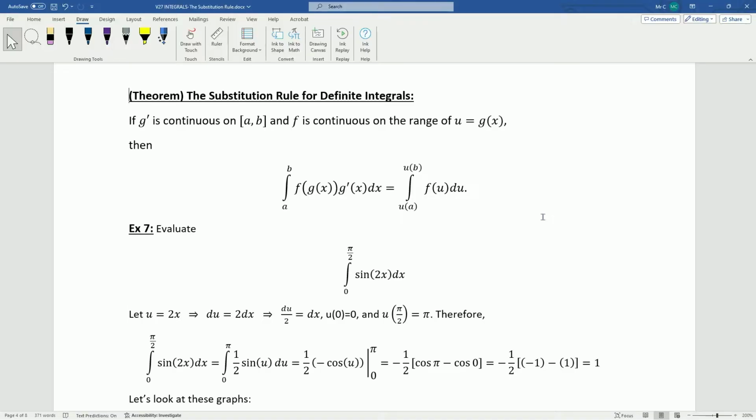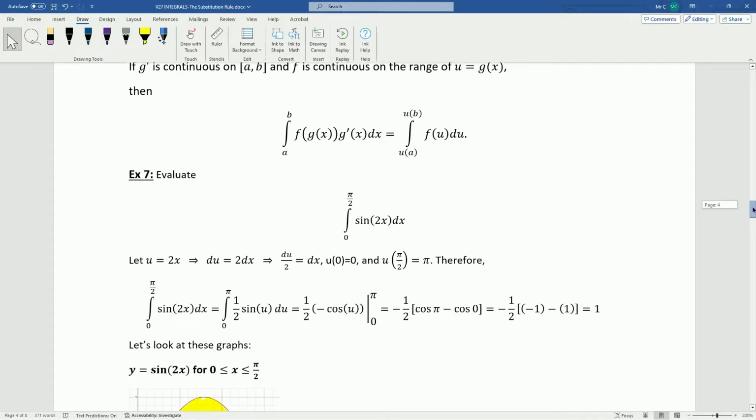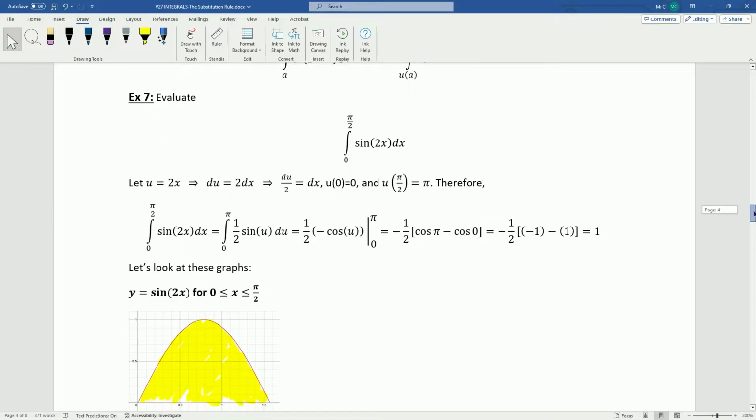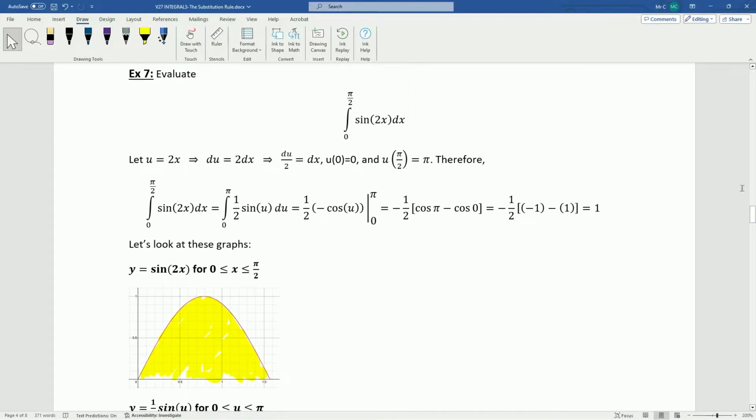So let's take a look. We're going to look at an example here, which I've already typed up just because we're going to be looking at some pictures to try to make sense of it. So let's take a look here. We've got the integral from 0 to pi halves of sine of 2x dx. So we're making a very simple substitution here, right? This is u equals 2x, so du equals 2 dx. So divide by 2, you get du over 2 is dx.